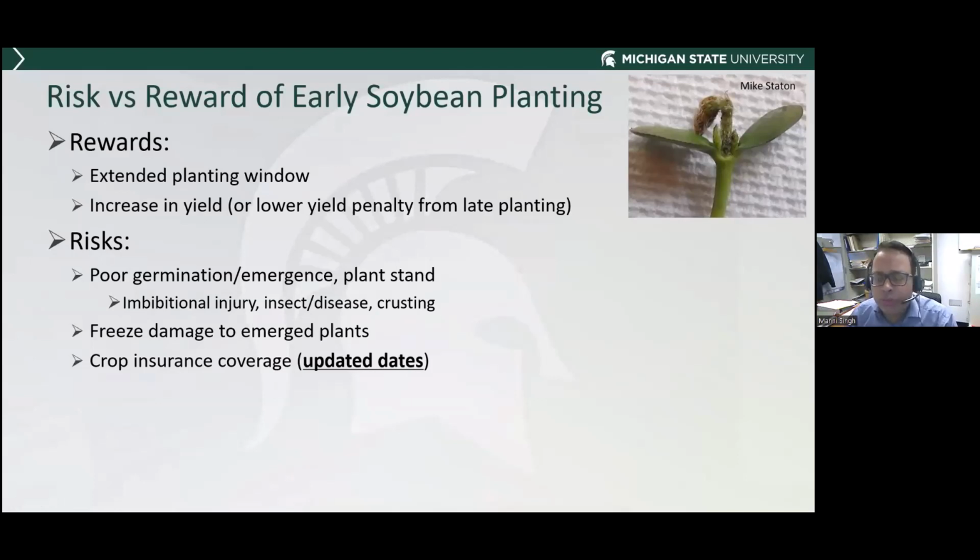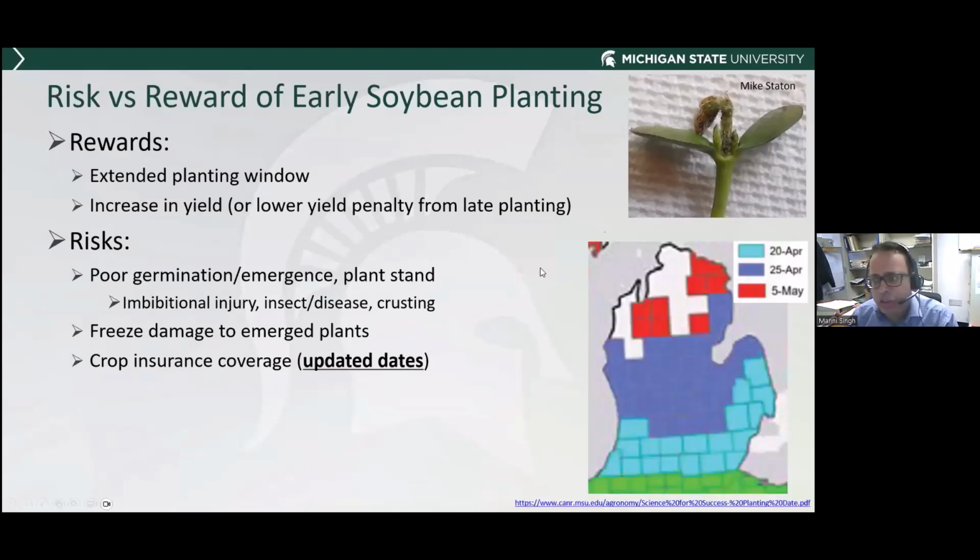Another thing to keep in mind is crop insurance coverage for replanting. We have worked with the Risk Management Agency, and these dates were updated recently. So please look at this figure. I have a link down here that takes you to our website, where we have a full-blown article on this. But you can see those dates change as you move from south to north in Michigan. So something to keep in mind from a replanting perspective as well.